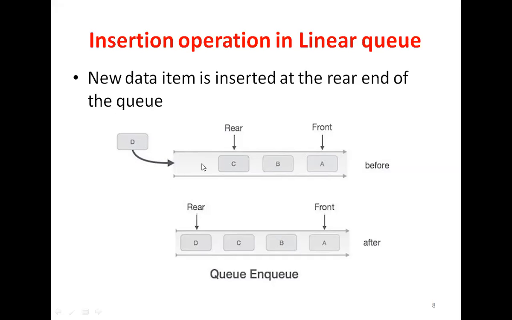So D will be inserted here. Before insertion, the rear value will be incremented first. So rear is incremented and is pointing to this now, and then D is inserted. Suppose this location, this index, is 0, this is 1, this is 2, and this is 3. So now rear is 3. After insertion, this is the case. This is the status after insertion. And the insertion operation is known as enqueue.